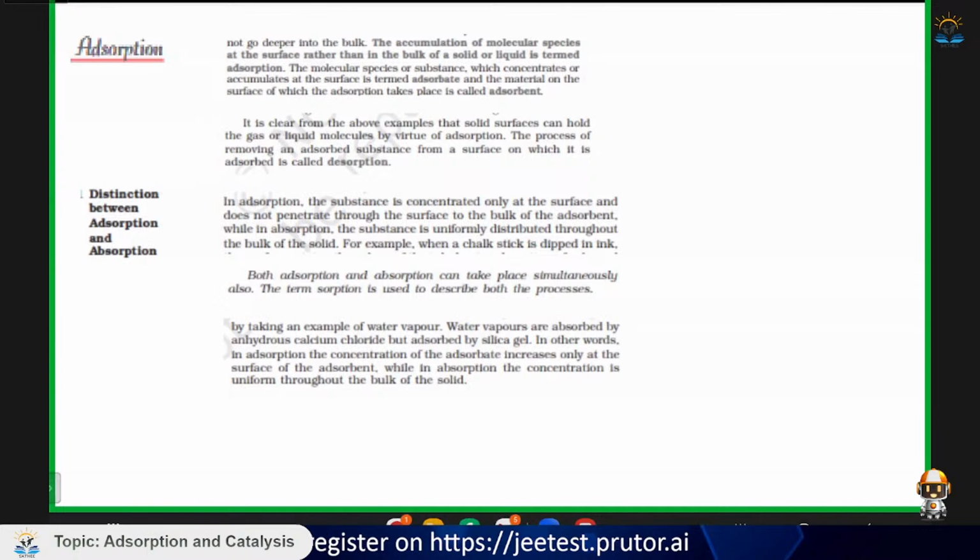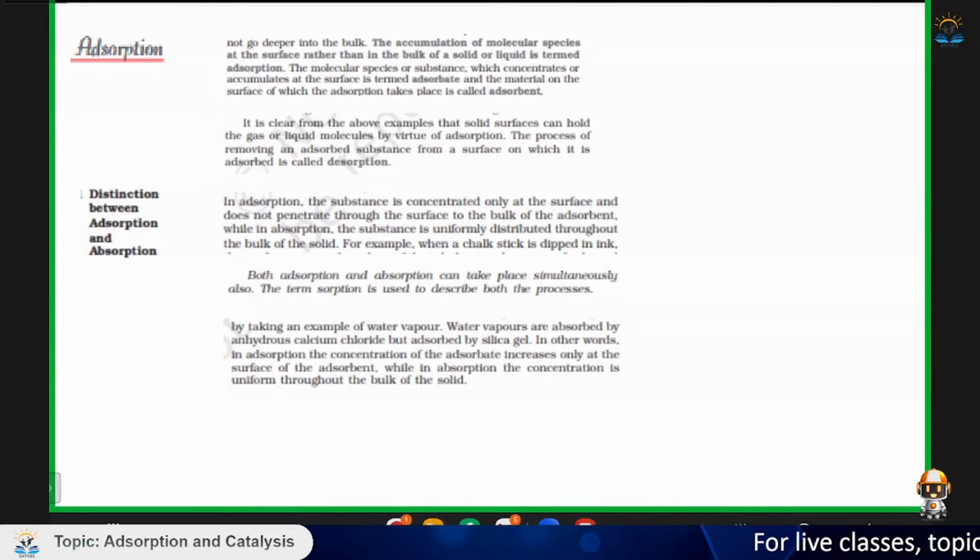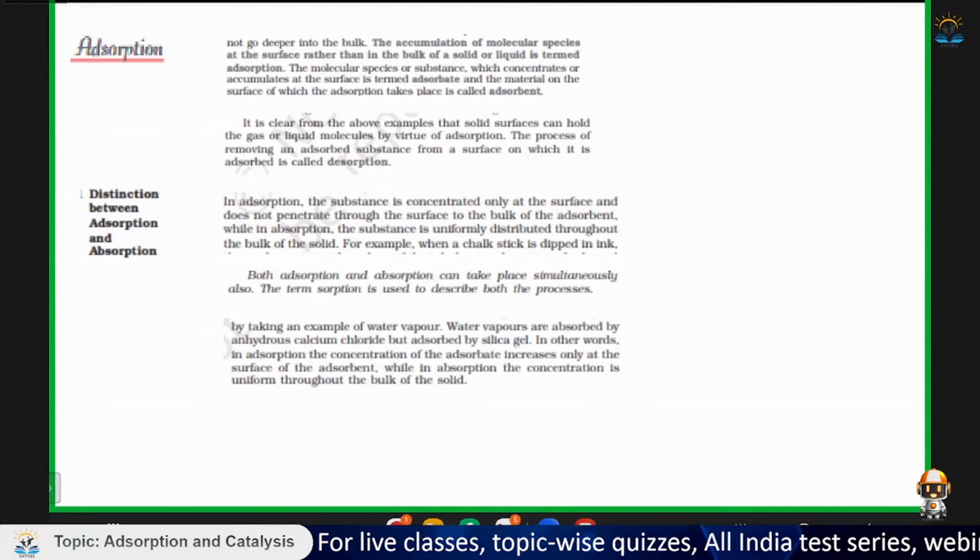So today I'm going to cover adsorption and catalysis. Tomorrow, in the next week, it's going to be colloids. Adsorption is essentially the accumulation of molecular species at the surface rather than in the bulk of a solid or liquid. The molecular species or substance which concentrates or accumulates at the surface is the adsorbate, and the material on the surface of which the adsorption takes place is called the adsorbent.